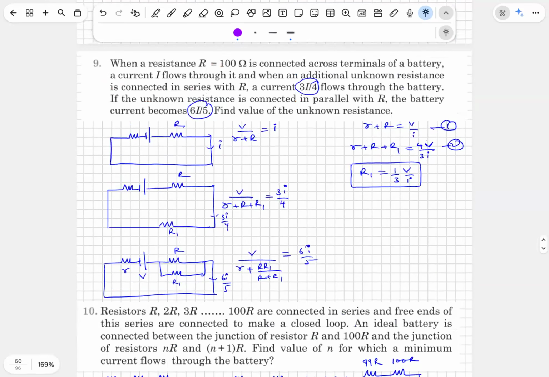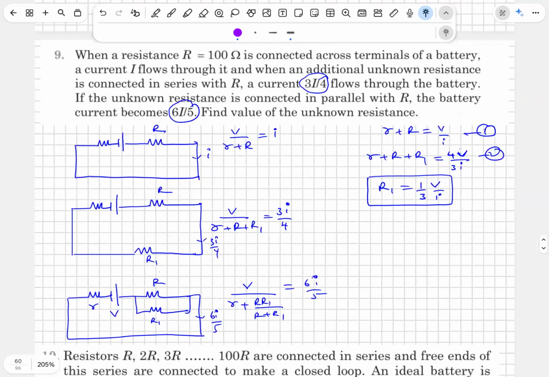Next question, only some calculation part is there, that's all. Read the question carefully and draw the information properly. When a resistance R equal to 100 ohms is connected across the terminals of a battery, a current I flows through it, and when an additional unknown resistance is added, see the circuits which I have drawn here. This is the first data, this is the second data, this is the third data. You have added one resistance in series, you have added this part in parallel to R. Three information.